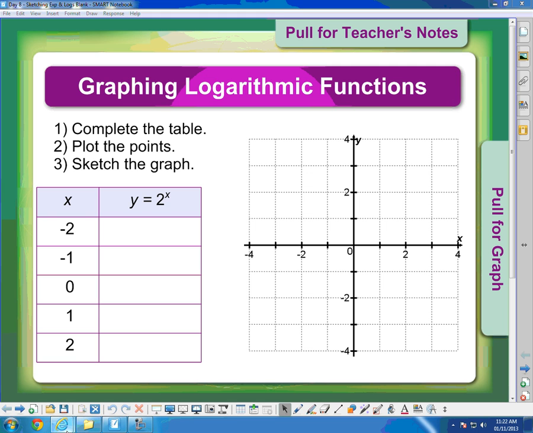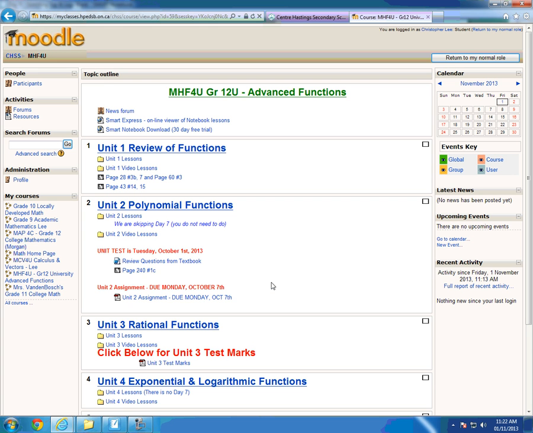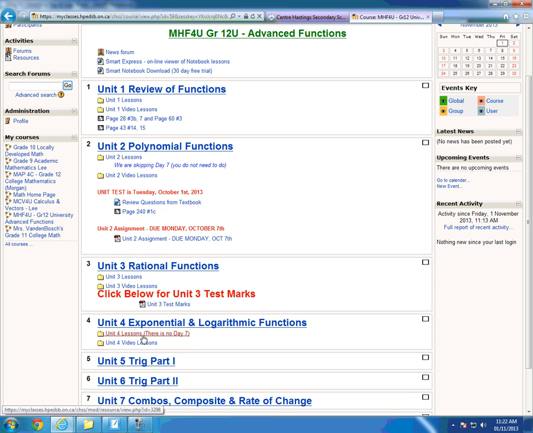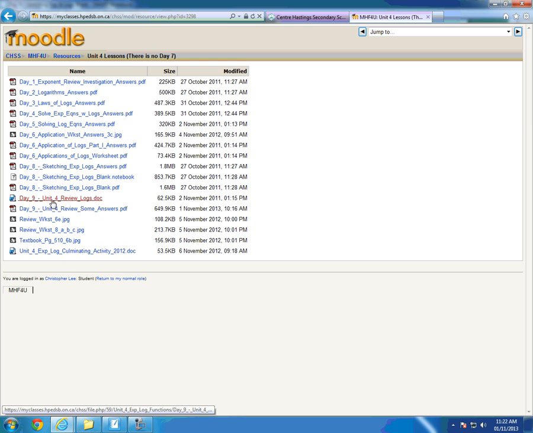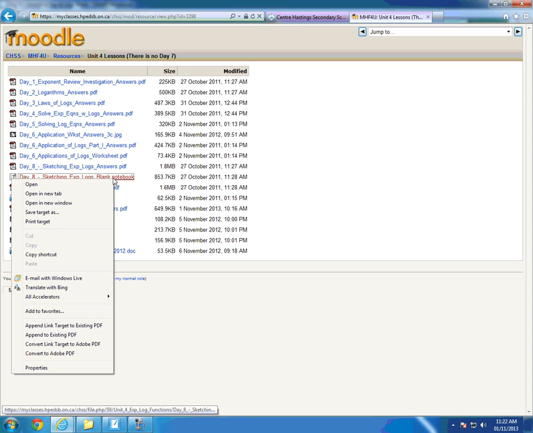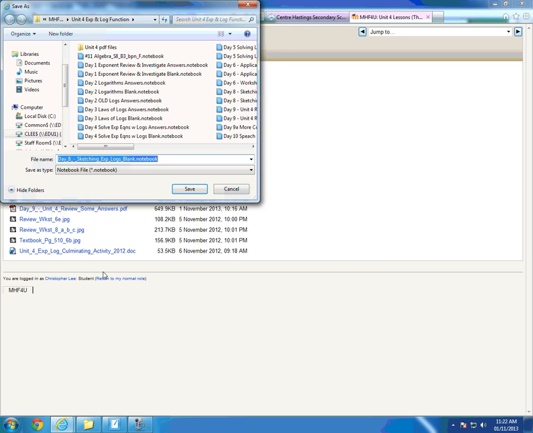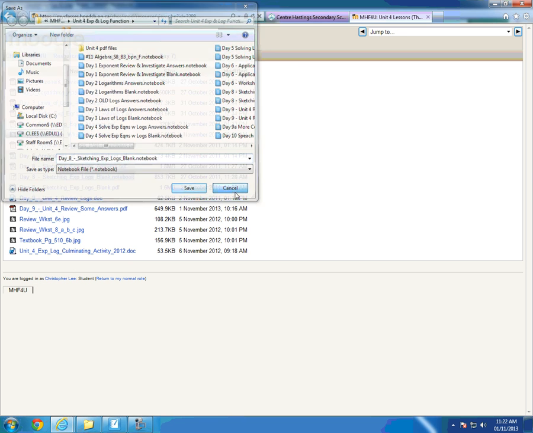I'm just going to demonstrate that here. We'll go to Moodle, and you'll notice that under our units, Unit 4, this day, Day 8, we have the notes. We have the answers and a blank version of these notes, but we also have the special one here, the notebook version of this. If you wanted, you could download this right here. You just go and save target as, and then put it someplace and download it.